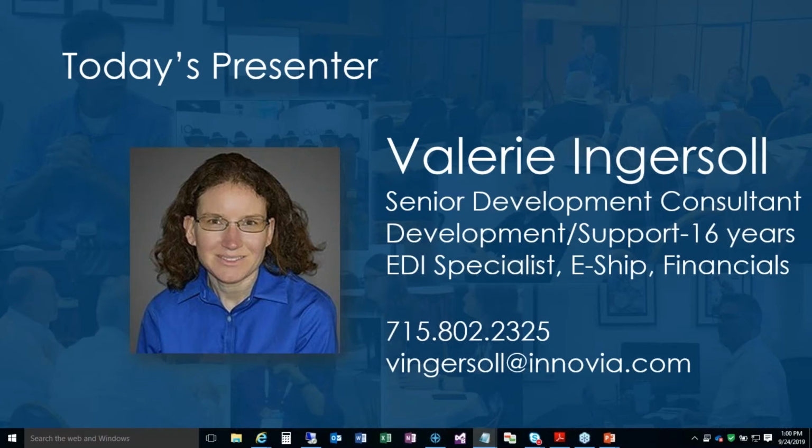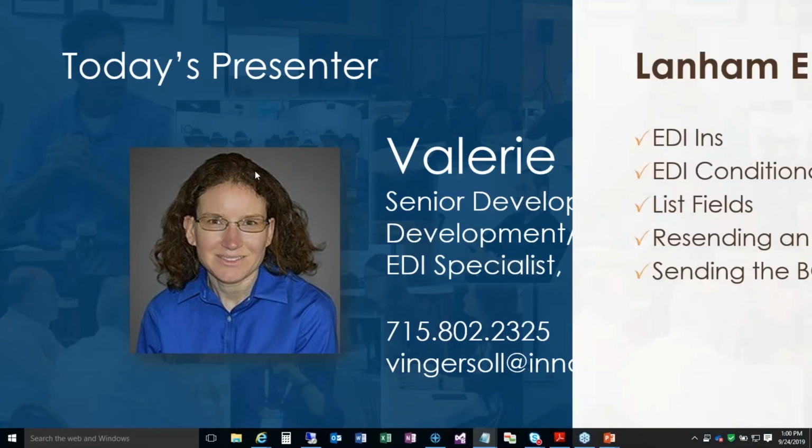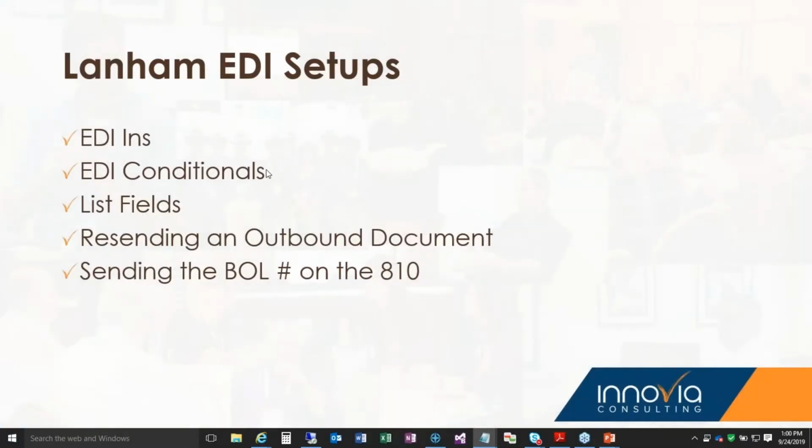So it's a huge area. I'm just going to be covering some of the common areas that I work with. But if there are any other topics or questions that people have at the end, we can cover those if we have time as well. So what we'll be covering today are EDI Ins, EDI Conditionals, list fields, resending an outbound document, and then sending the BOL number on the 810, which is sometimes a request by trading partners.